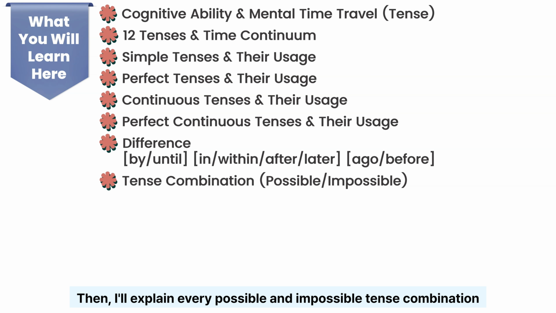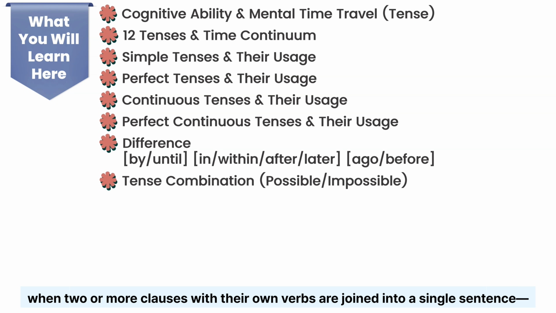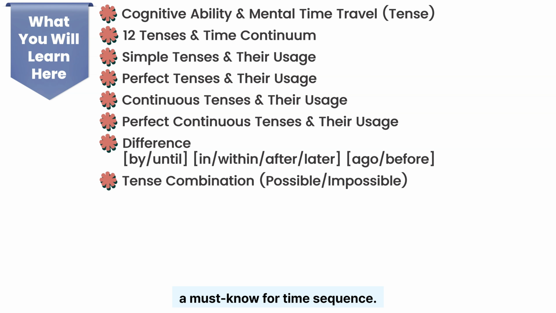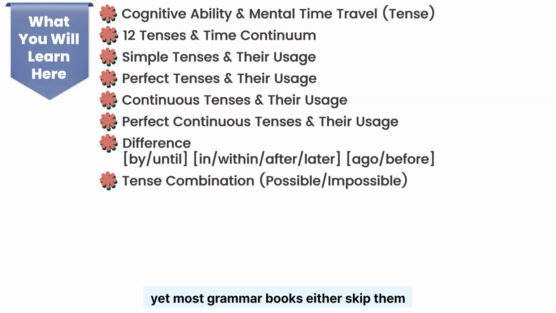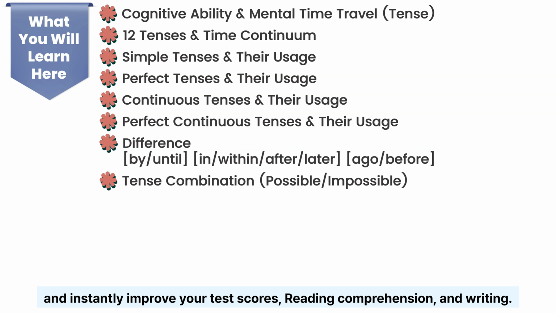Then I'll explain every possible and impossible tense combination when two or more clauses with their own verbs are joined into a single sentence, a must-know for time sequence. These patterns make up more than half of tense questions on standardized tests. Yet most grammar books either skip them or expect you to understand them without a clear explanation. In this lesson, the only place that explains this properly, you'll learn how to master them and instantly improve your test scores, reading comprehension, and writing.